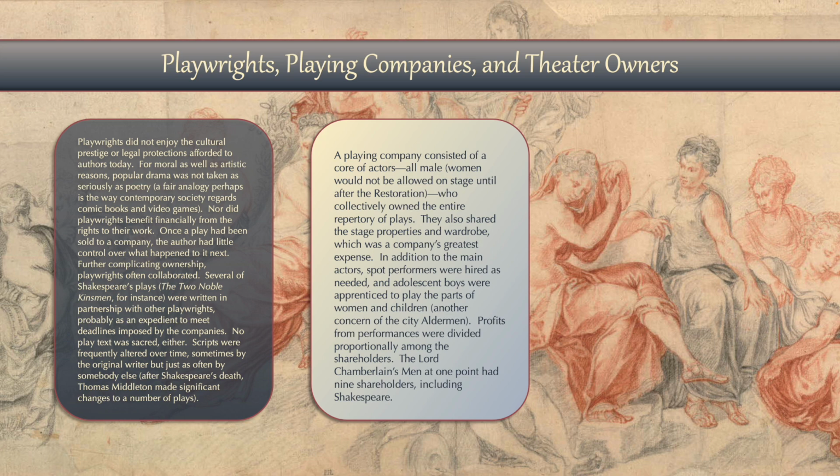In addition to the main actors who were shareholders in the company, spot performers were often hired as needed, and adolescent boys were apprenticed to play the parts of women and children. And this was another concern of the London aldermen, who thought that some of these theater companies were pederast and corrupting young boys. Profits from performances were divided proportionally among the shareholders. Shakespeare's company, the Lord Chamberlain's Men, at one point had 9 shareholders, of whom Shakespeare was one.